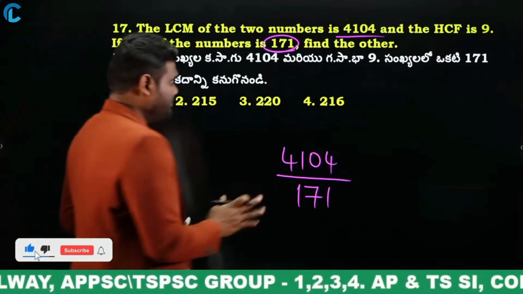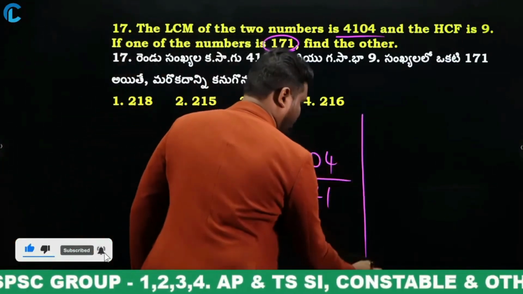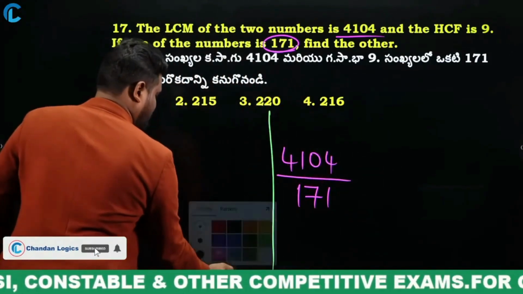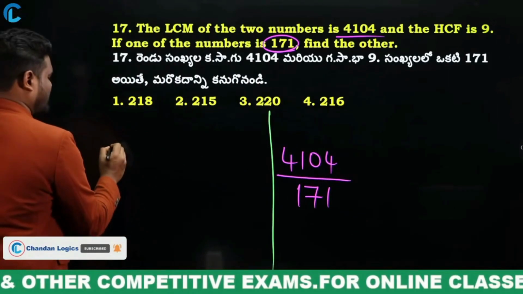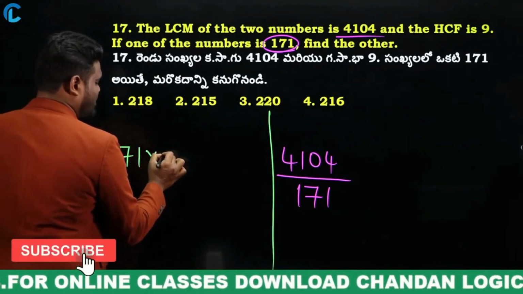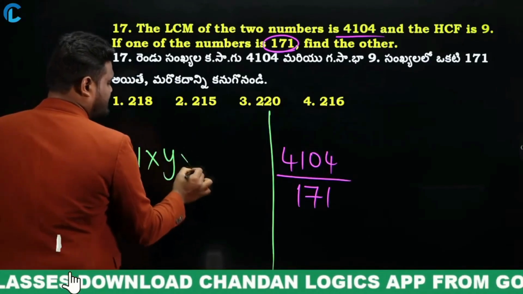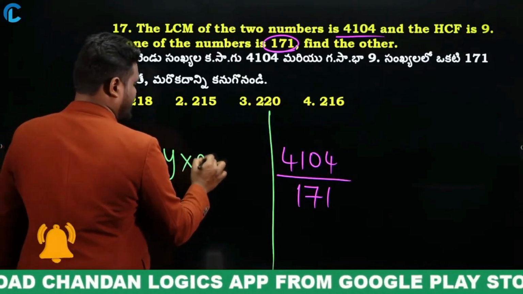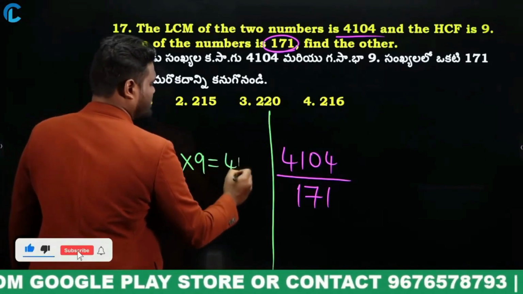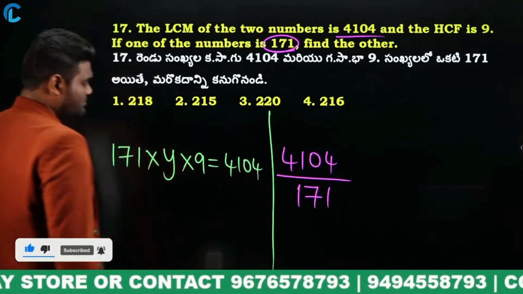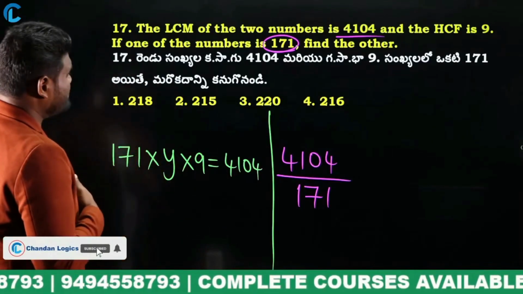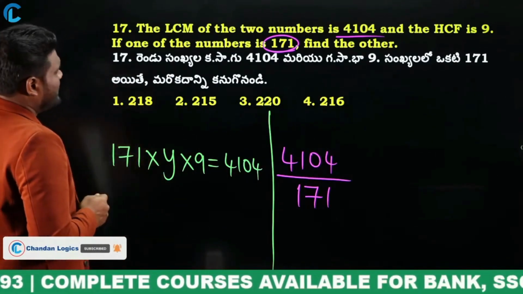Either you can do it in this way, or you can do the same question in this way also. If you observe here, one number is 171. The other number I don't know. Let us assume the other number value as y. HCF is 9, and the LCM of these numbers is 4104. So the LCM and HCF are given, and one number is given.